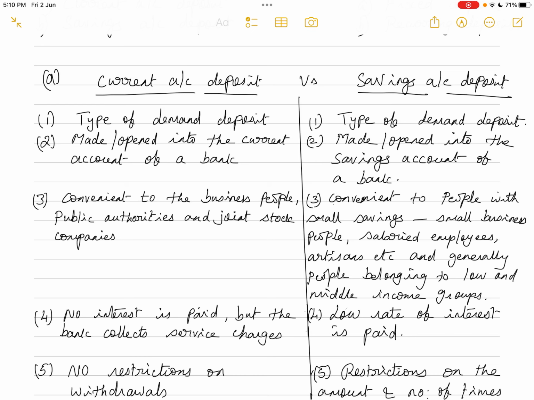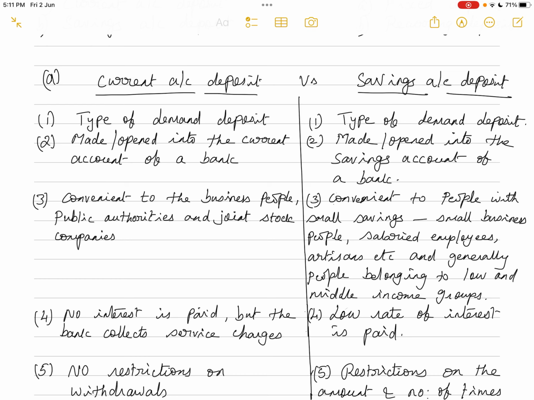On top of it, the bank collects service charges from the customers, because it is almost like the bank is keeping the money in safe custody. So for maintaining the funds of the customer, keeping the funds in the form of safe custody, the bank charges some kind of commission or service charges from the customer.